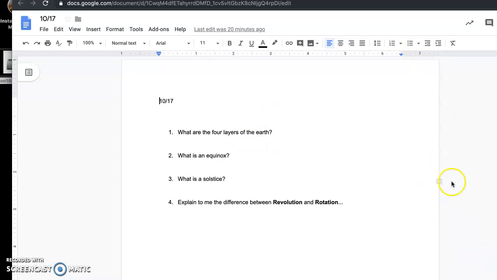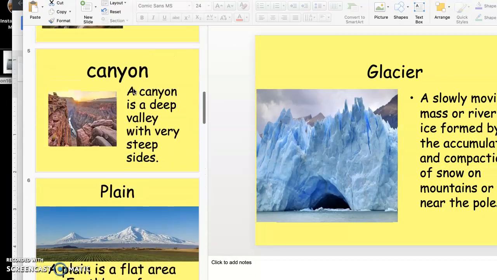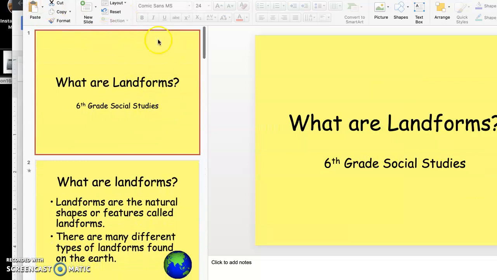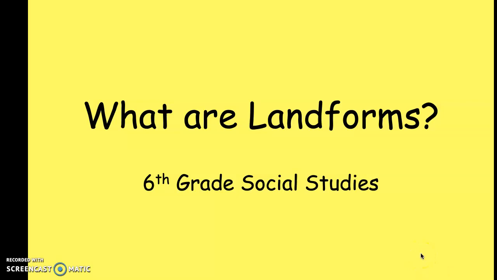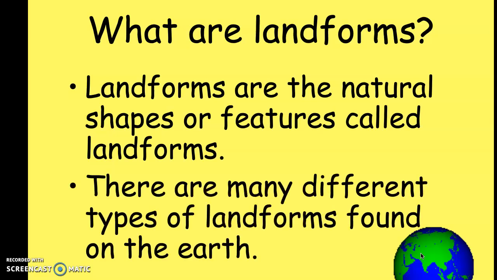Next thing on our agenda, I want to describe a couple landforms. Now, landforms are things that we can physically see and touch with our own eyes. Okay? So what are landforms? Well, they are natural shapes or features called landforms. There are many different types of landforms, and in this PowerPoint, we're just gonna go through a couple, so all you have to do is really sit back, relax, and kick your feet up. Not really. You don't want to stay for detention.